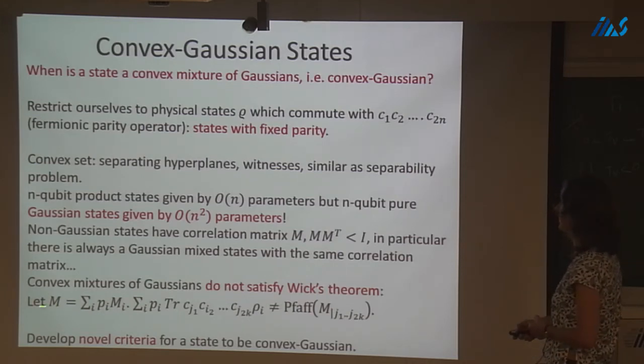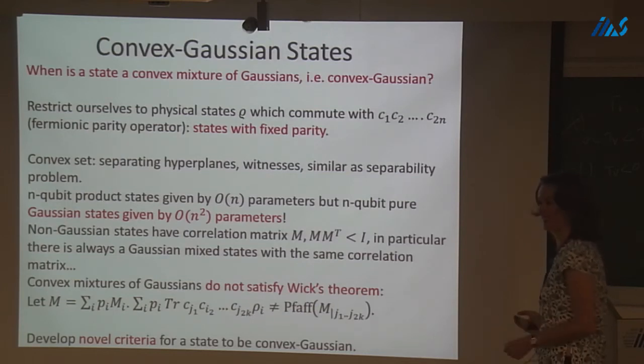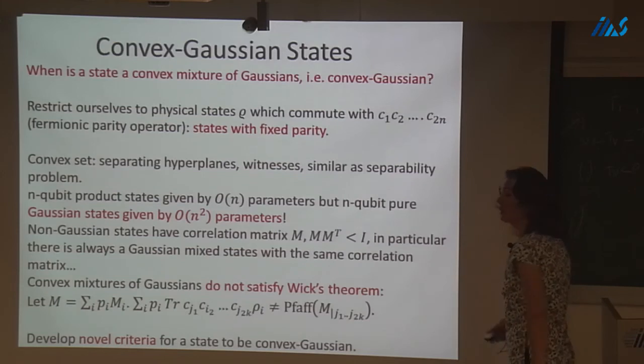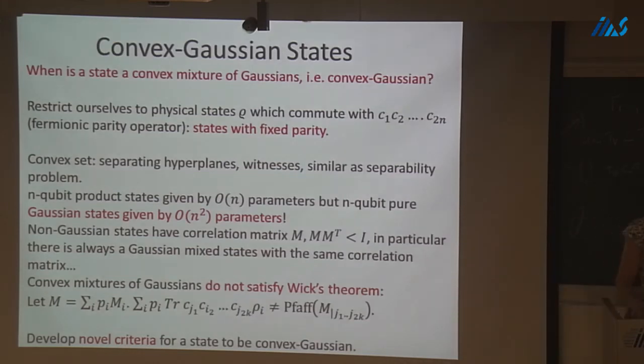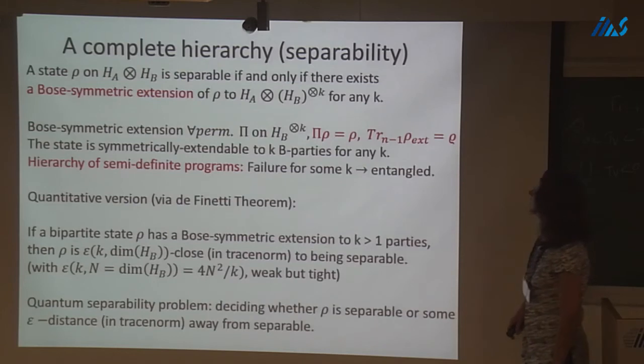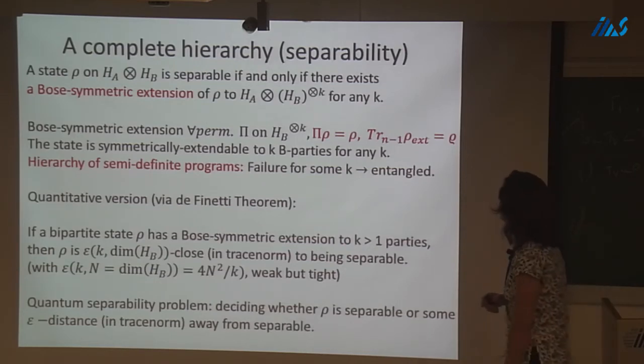So if I have a correlation matrix which is a convex mixture of correlation matrices, each for which this weak theorem holds, and I look at it now, my rho is a convex mixture of states, each with their own correlation matrices. This is not the Gaussian of the convex mixture. So you need to have some new idea. You try out many things, nothing works, but then it turns out we actually have a criterion which is very similar to the separability one.